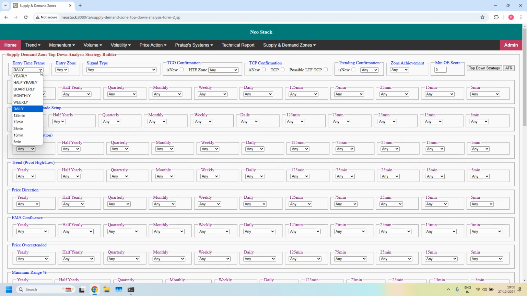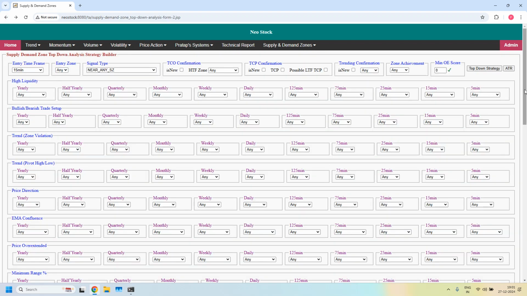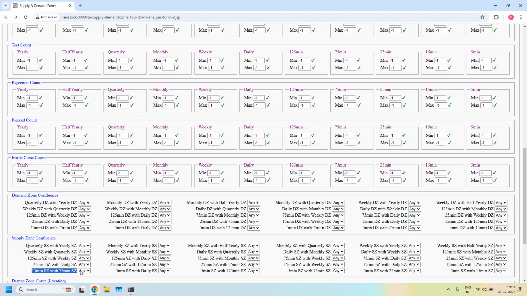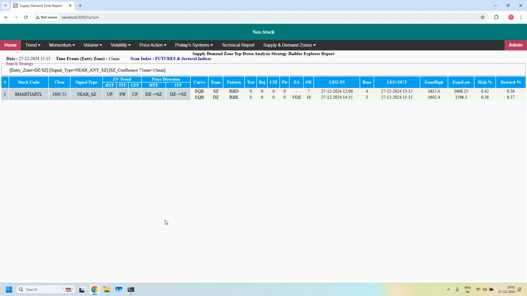Okay, next time frame is again 15 minutes time frame, stocks near 15 minutes supply zone, we got 7 stocks. Okay, let's further filter with the LTF and ITF supply zone confluence. That is 15 minutes supply zone with 75 minutes supply zone confluence. I am enabling that filter. So with this filter, from the 7 stocks, the list has come down to 1 stock. So this 15 minutes supply zone is part of the 75 minutes supply zone.